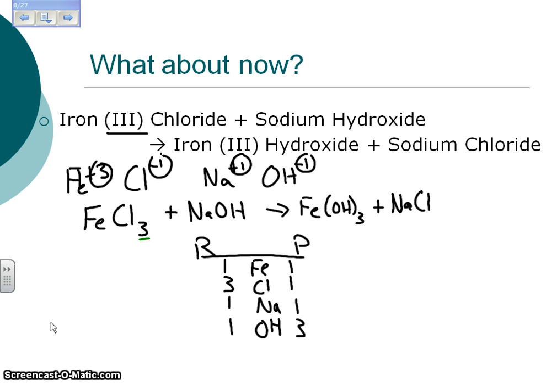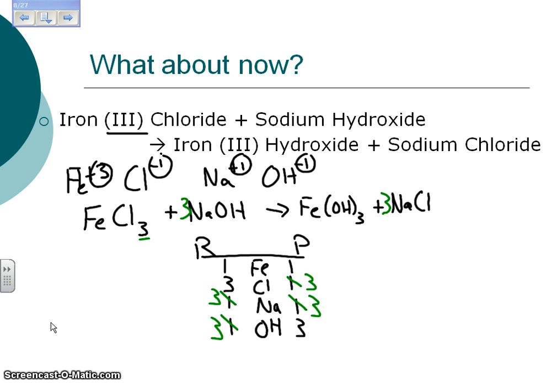We have 3 chlorines on the left. We're going to need to put a coefficient of 3 on the right hand side. So that's going to give me 3 NaCls, and it's going to give me 3 chlorines. So chlorine's now balanced. Because I had 3 Nas on the right side, on the left side I need to put a 3 in front of the NaOH. This gives me 3 sodiums. It also gives me 3 OHs. Now if I look at my numbers, I now have a balanced equation with the proper number of atoms of each type equal on the product side and the reactant side.